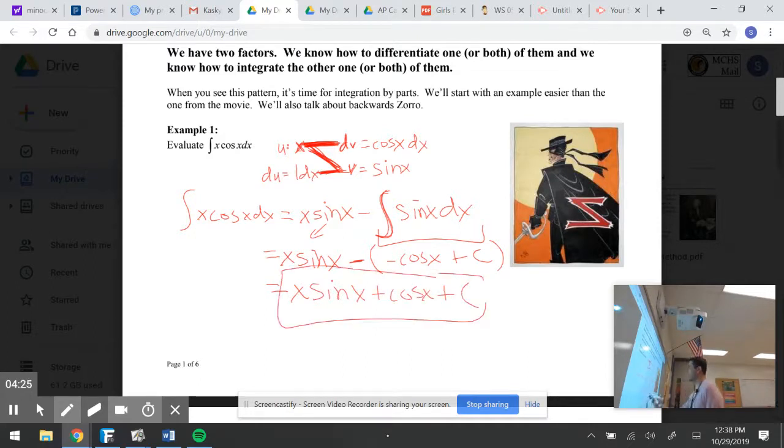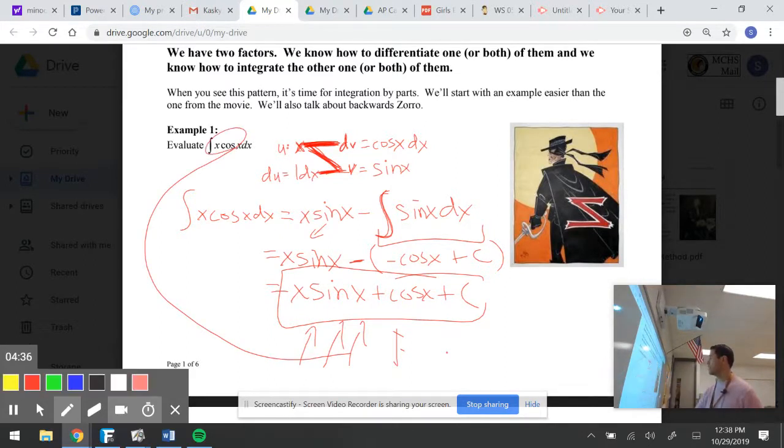And you know what? It seems just crazy. But if you find the derivative of this guy, guess what you get as your answer? You get that original. If you don't believe me, try it, okay?